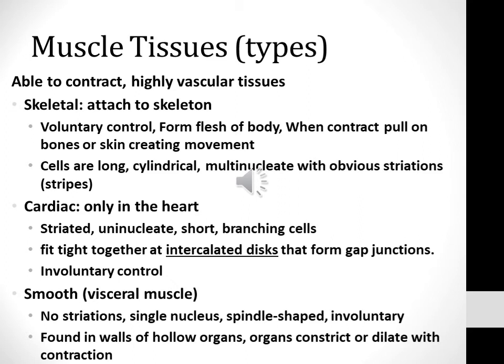our muscle tissues. These are our contracting tissues. They're highly vascular, and they're made up of 3 different types of cells. So we have our skeletal muscle tissue with our skeletal muscle cells. These are obviously attaching to the skeleton. They're under voluntary control. They form the flesh of the body. When they contract, they pull on the bones or the skin to create movement. The cells are long and cylindrical and multinucleate with obvious striations.